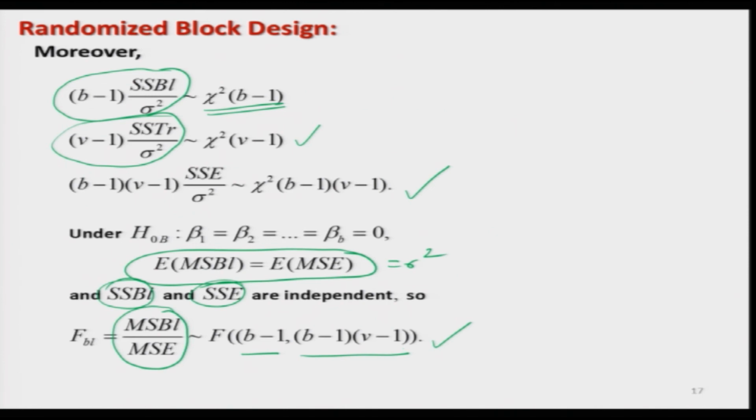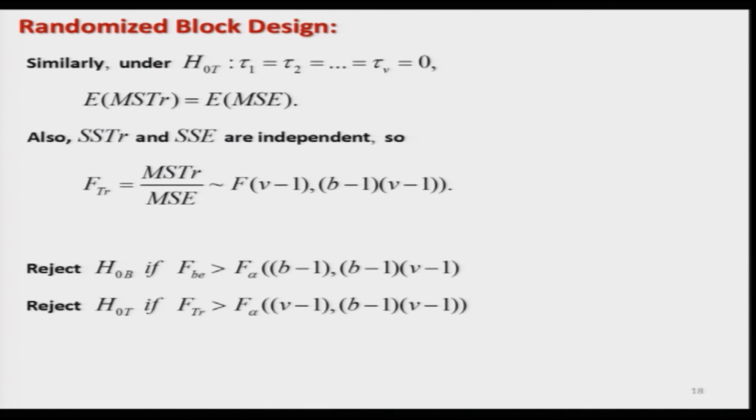Right. So, now you have got a decision rule for the block effect, and similarly for the treatment effects you can see here that under H naught t, your expected value of mean square due to treatment is the same as the expected value of mean square due to error, and both this SSTR and SSE are independent of each other. Based on that you can write down here the F statistic for the treatment effect as mean square due to treatment divided by mean square due to error, that is following a F distribution with v minus 1 degrees of freedom and b minus 1 into v minus 1 degrees of freedom under H naught, right.